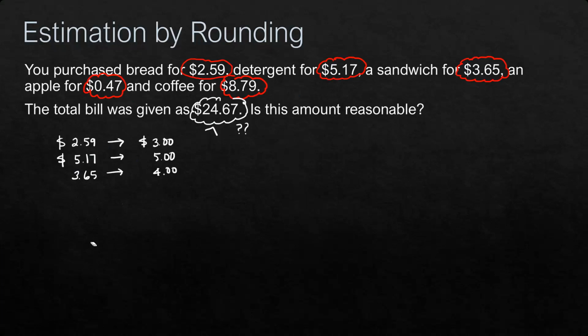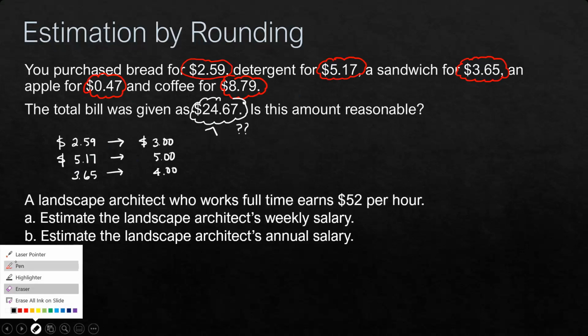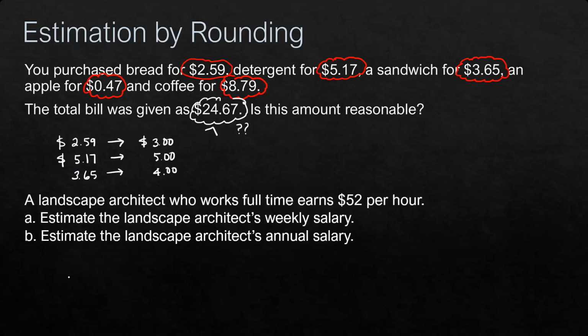All right, I think that should do it. So let's go ahead and bring this out. It's a landscape architect who works full time and earns $52 per hour. Estimate the landscape architect's weekly salary, and then also estimate the architect's annual salary.